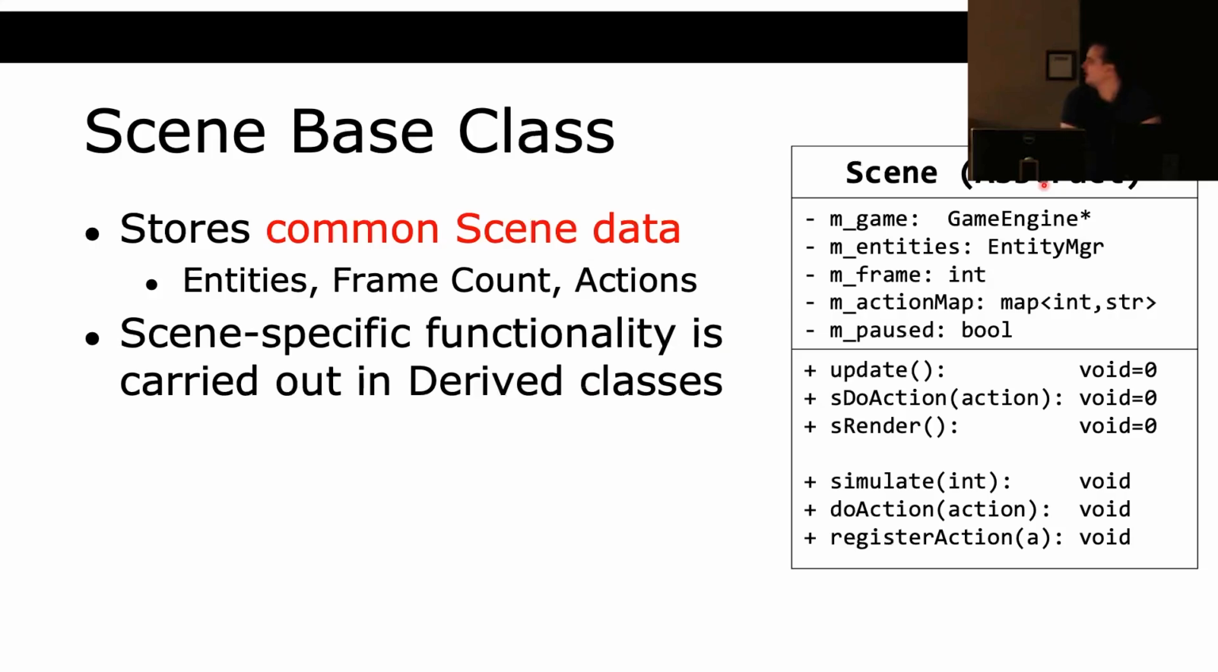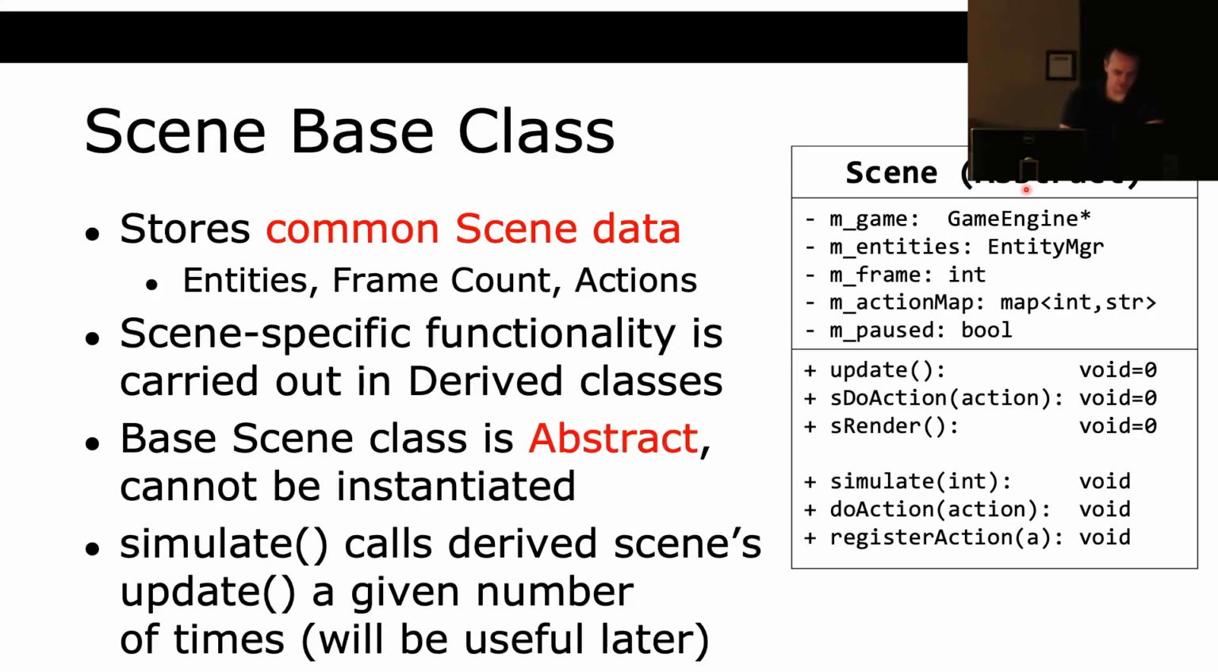And the scene class is abstract, and what this means, at least in C++, is that you cannot instantiate the base class of scene by itself. So by making it abstract, it says you can't instantiate a scene, you have to instantiate a derived scene. Okay?